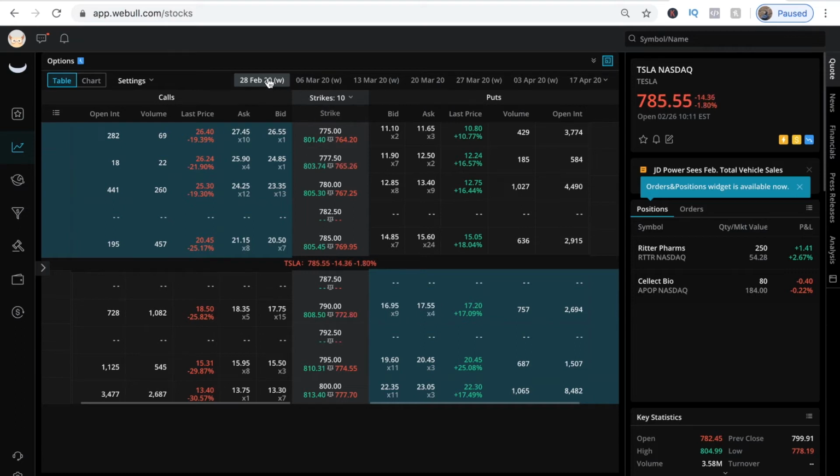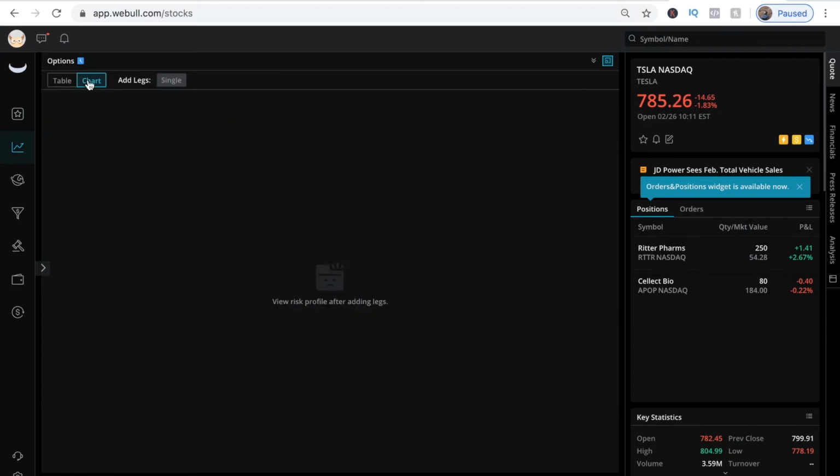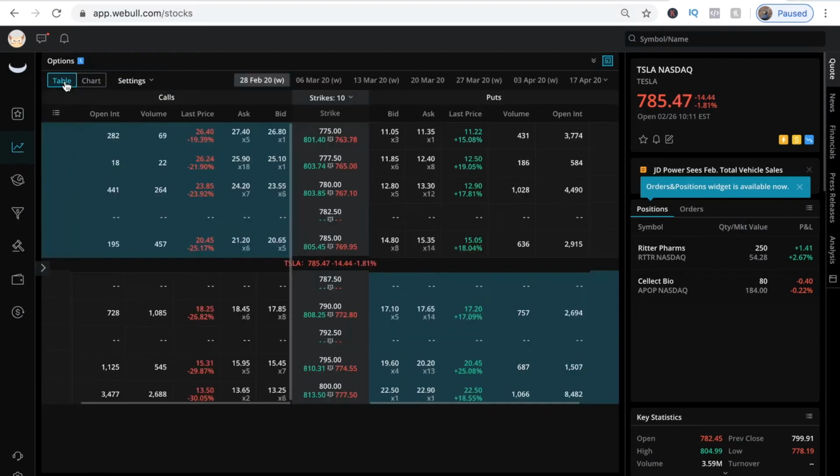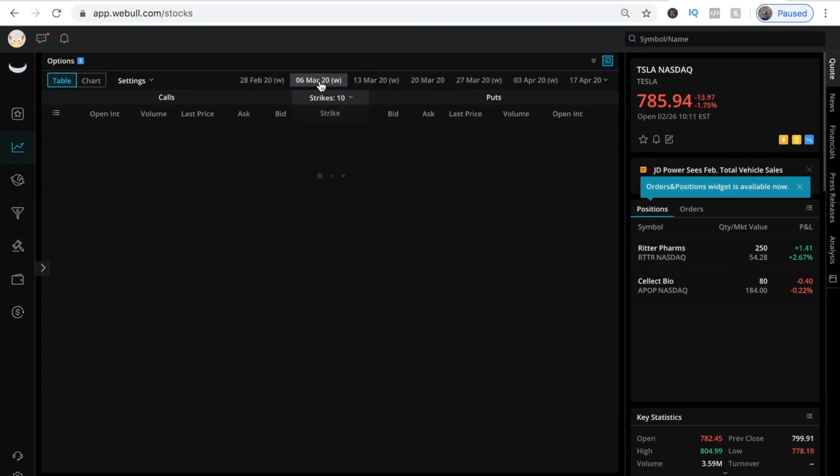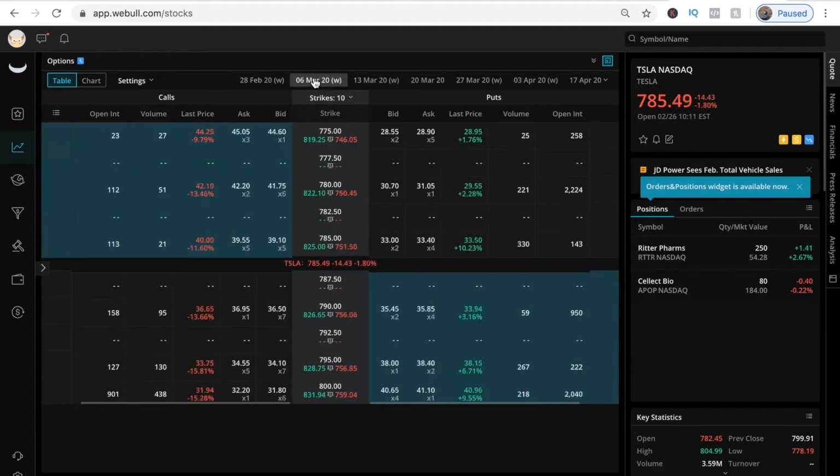And then on the top, we do have the expiration date. So it's something you want to see. Now, we could even change this to more of a chart setting, or we can change this to a table setting. You can change all your settings if you would like, but we have the expiration date on the top. So right now, we can change the expiration date.